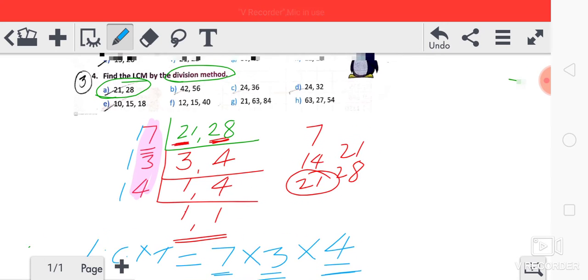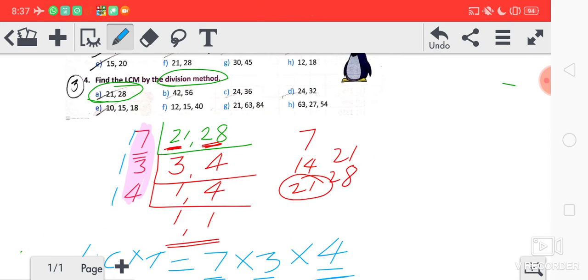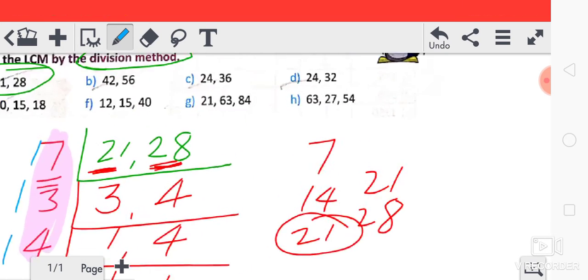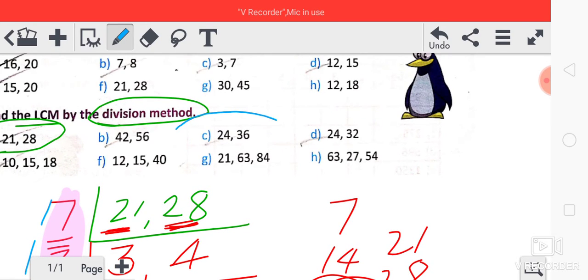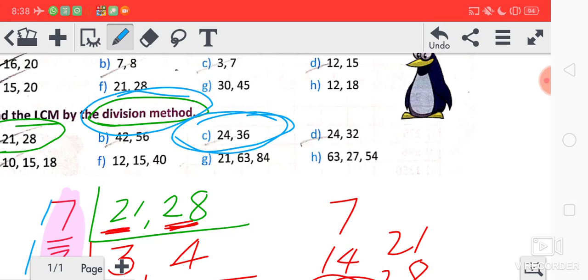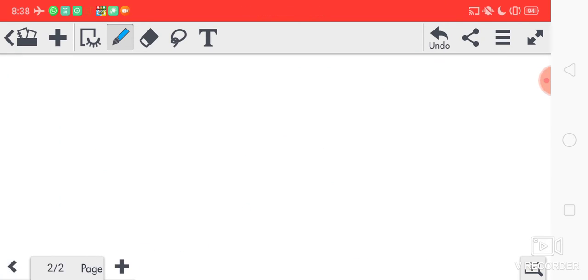Okay. So one more question we are going to solve. Okay, we'll take question number 3. This question number 3, that is 24 and 36. We have to find the LCM of 24 and 36 by which method? By division method. Okay, so we'll take 24 and 36. So we'll write here 24 and 36.